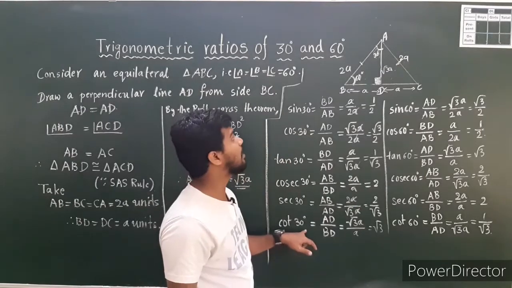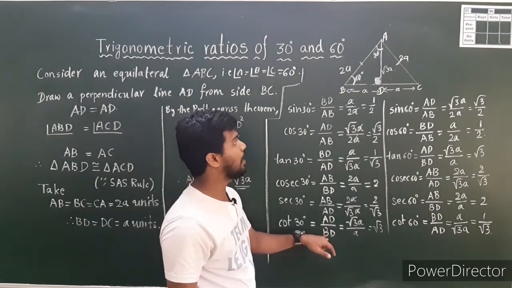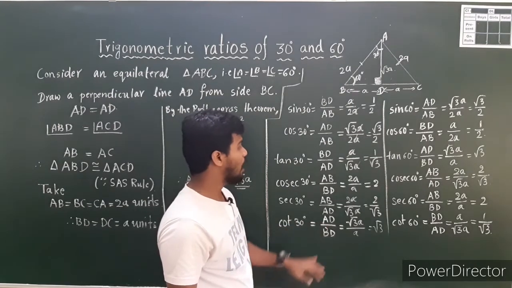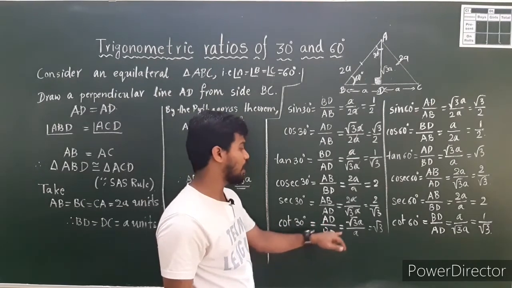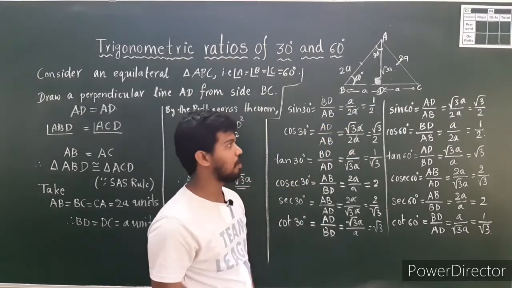Next cot 30 degree. So that is AD by BD, that means adjacent side by opposite side. So you get root 3a divided by a, you get root 3.